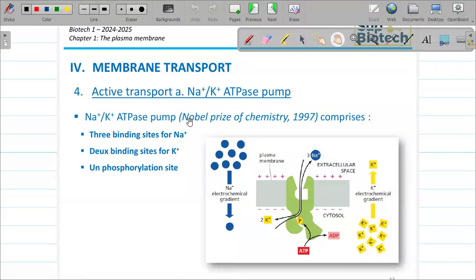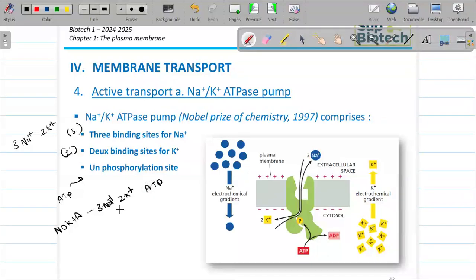You can see three binding sites are always there for Na+. You can remember the rule again: 3Na+ 2K+ rule. 3Na+ molecules, 2K+ molecules. Three bindings for Na+, and two binding sites for K+. So we have a phosphorylation site where ATP is utilized. So we can have the rule as Na-K: Na+ outside, how many? 3Na+ outside, 2K+ inside, utilizing energy in the form of ATP.